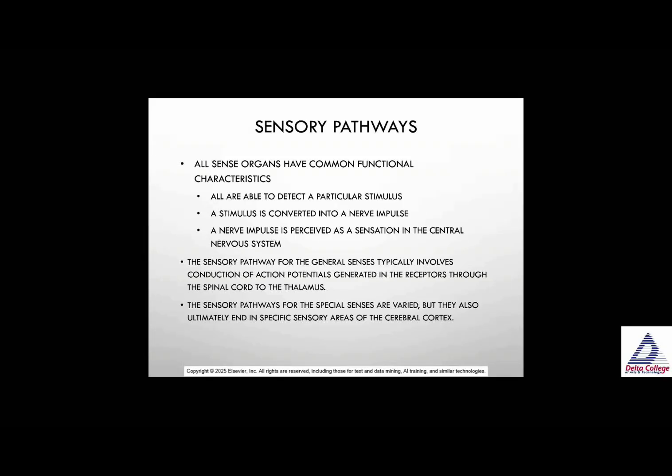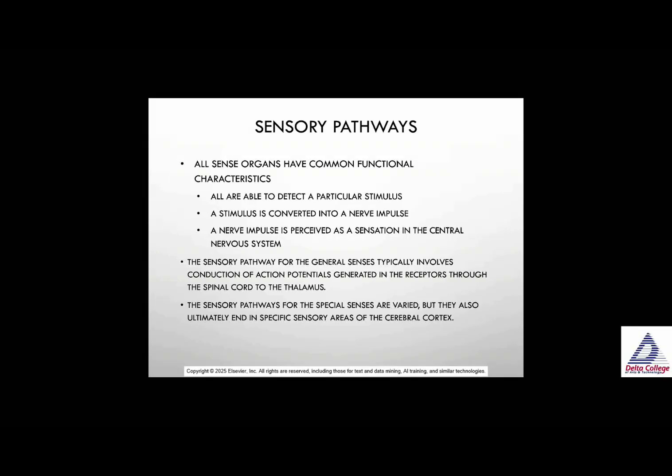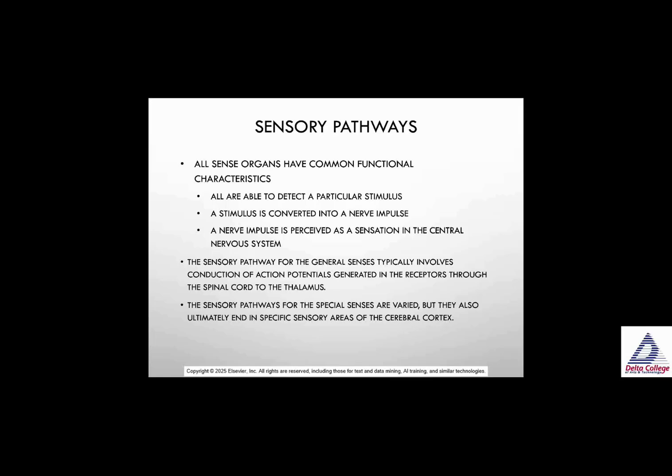The sensory pathway for general senses typically involves conduction of action potentials generated in the receptors through the spinal cord to the thalamus. The sensory pathways for special senses are varied, but they also ultimately end in specific sensory areas of the cerebral cortex.